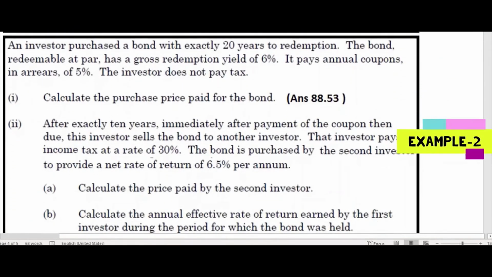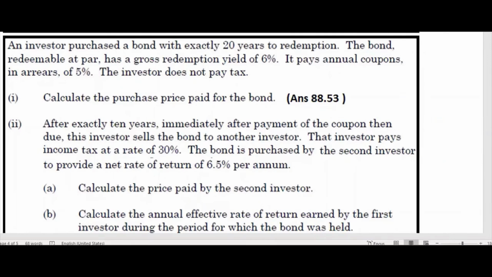An investor purchased a bond with exactly 20 years to redemption. The bond is redeemable at par, 100. Nothing is given means you can say the nominal price is 100. Redeemable at par means equal. The par value depends on the nominal value, not the purchasing price. Even here, purchasing price is 88.53. As a gross redemption yield, GRY of 6%. It pays annual coupons in arrears of 5%.